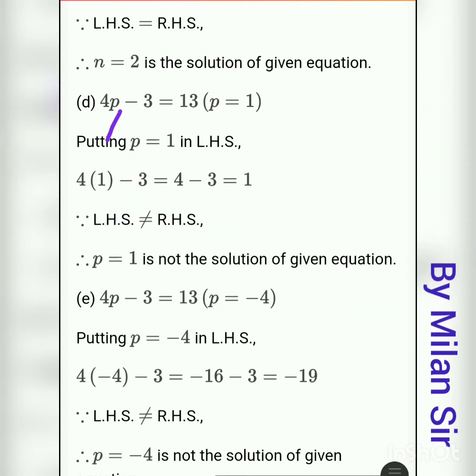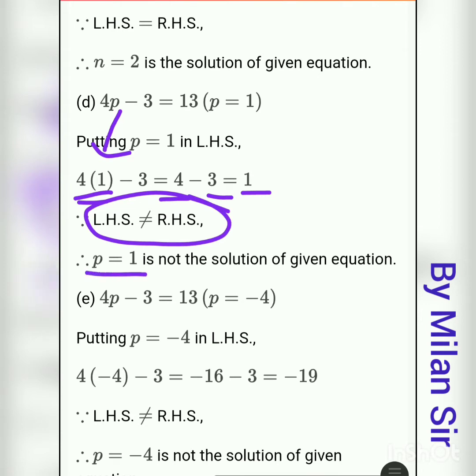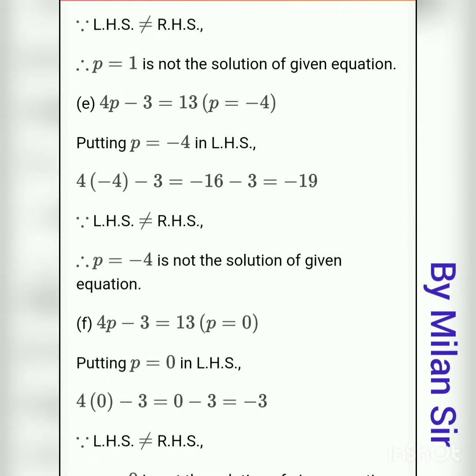So put the value of p is equal to 1. So 4 ones are 4, minus 3 is 1. Both answers are not the same. That's why LHS is not equal to RHS. So p is equal to 1 is not the solution of the given equation. After that, in the next question, put p is equal to minus 4 here.